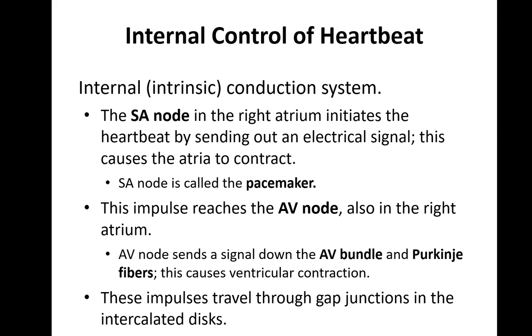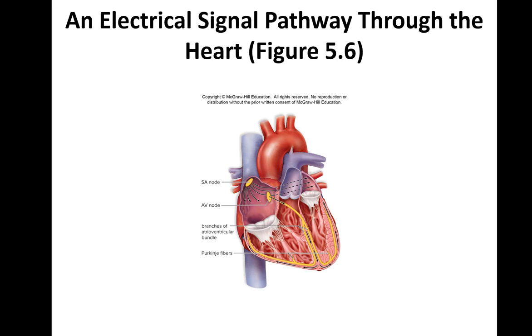The SA node is also called the pacemaker. The atrioventricular node, AV node, conveys a stimulus and initiates contraction of the ventricles. The signal for the ventricles to contract travels from the AV node through the atrioventricular bundle to a smaller set called the Purkinje fibers, and this will cause the ventricles to contract. Over here is a picture mapping out the SA node to the AV node down to the branches of the atrioventricular bundle and the Purkinje fibers.